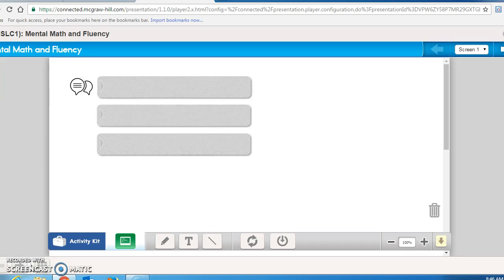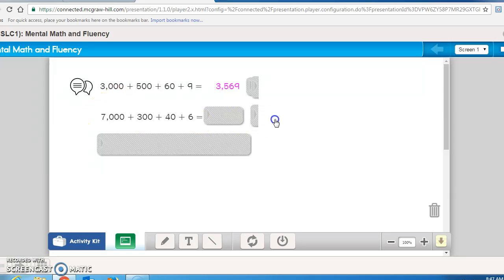But let's go ahead and start this lesson off with our mental math and fluency. This time you're going to see numbers in expanded form. Expanded means instead of having the number written the way it's supposed to be written, it's actually written according to place value. So you have 3,000 plus 500 plus 60 plus 9. So your answer should be 3,569, and that's how you write it.